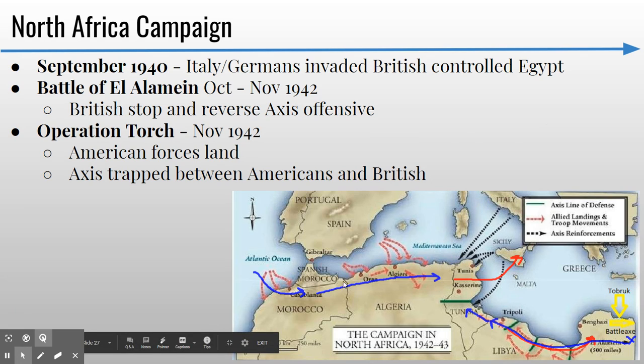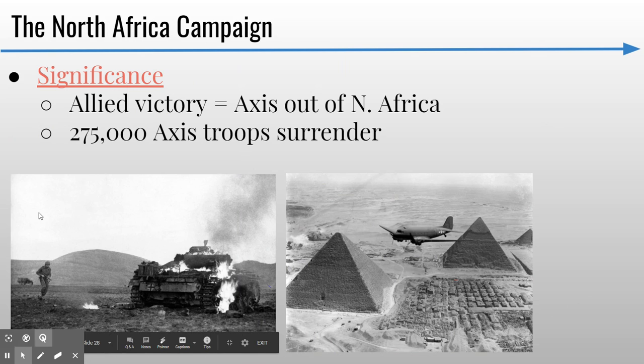So you can see here it's originally the Axis attacking the Allies, but then the Allies pushing the Axis out of North Africa. The significance of the North African campaign is it's an Allied victory and it just kicks the Axis out of North Africa. So now there's one less area that the Allies have to fight, but also over 275,000 Axis troops surrender. This means a large portion of both the Italian and the German armies are trapped and are basically taken out of the fight by the Allies.